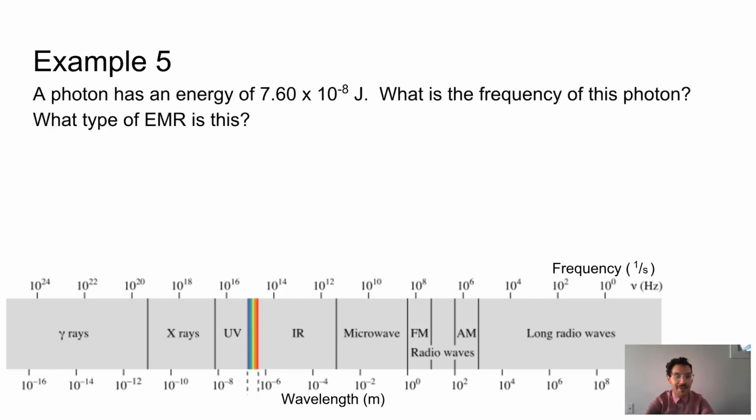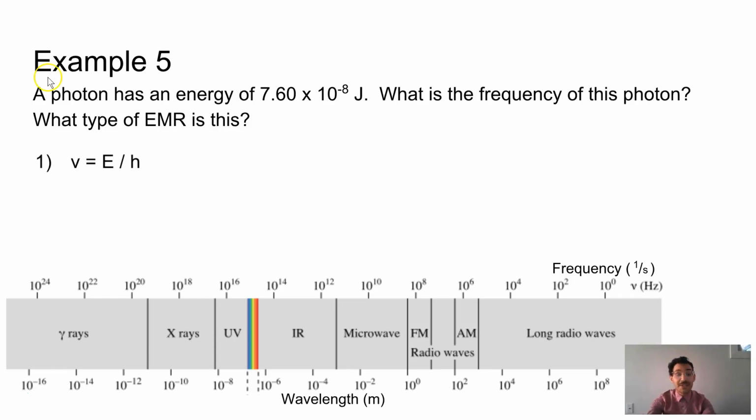Here we have a photon which has an energy of 7.6 times 10 to the negative 8 joules. What is the frequency of this photon? Why don't you pause the video and, using that E equals hν equation, try to solve here. Cool, well, let's go through it together now.